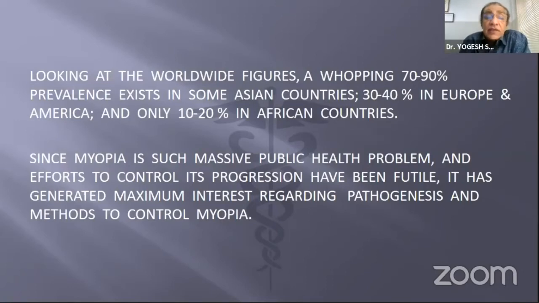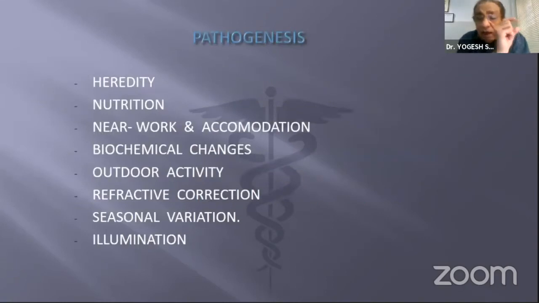Now, since myopia is such a massive public health problem, efforts to control its progression have been futile. And because of that, it has generated the maximum interest regarding the pathogenesis and the methods to control myopia. We have to first understand the etiopathogenesis of myopia before we can have the modes of its containment, correction, or management. These are some of the points which have come in the last 2 decades of massive research which has gone all over the world.